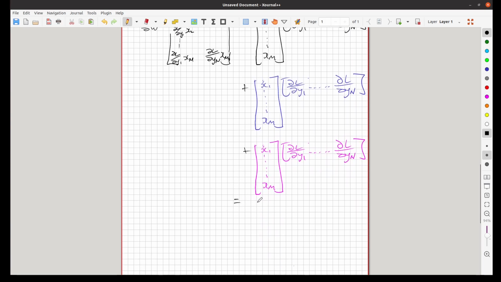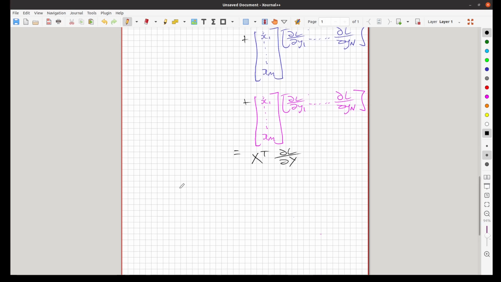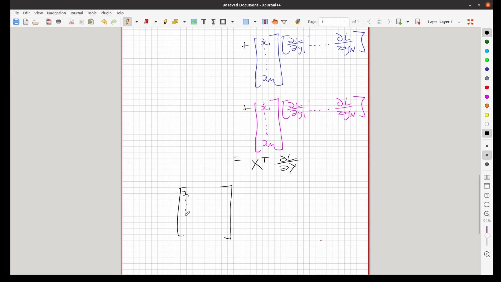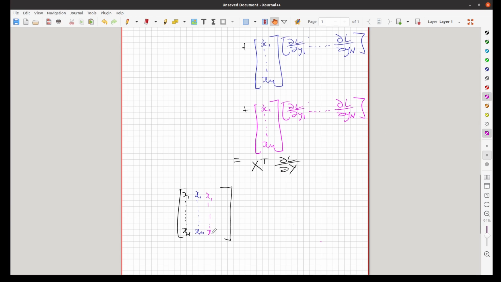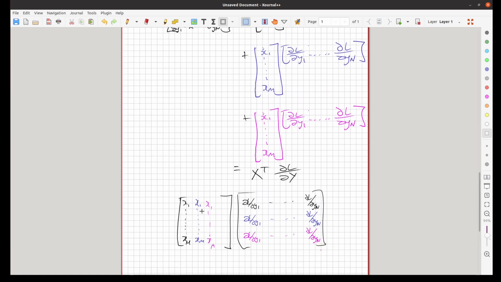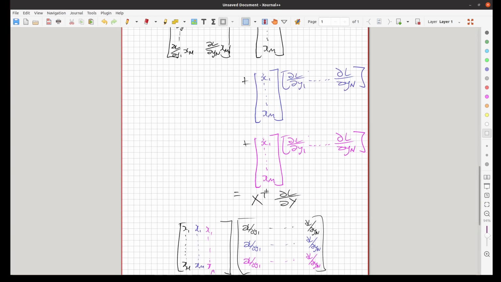Now, this ends up equaling x transpose dL by dY, so the matrix Y. To convince yourself of that, just look at what x transpose is. It's x1 through to xm, and then it's the blue version of that. I'm being lazy with notation, so I'm just using colors. And then the purple version of that, x1 through to xm, matrix multiplied by dL dy1 through to dL dymn. You can pause this and convince yourself that if you were to matrix multiply these, it would be the same as taking the first column and multiplying it by the first row, and then adding that to the second column, dot product with the second row, and so on. So this is how you get this expression here.